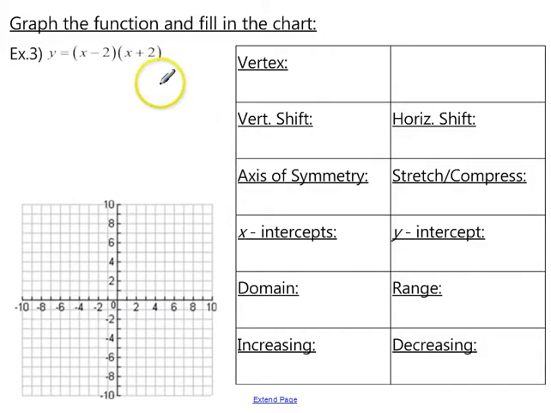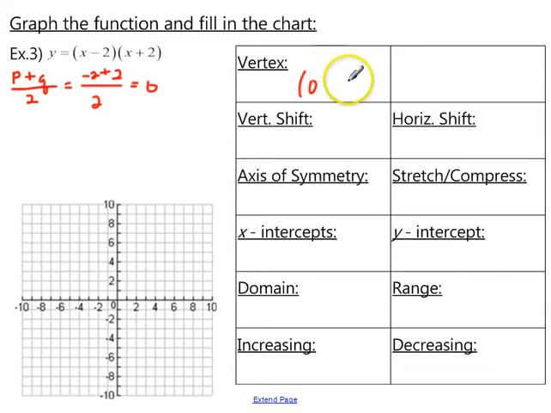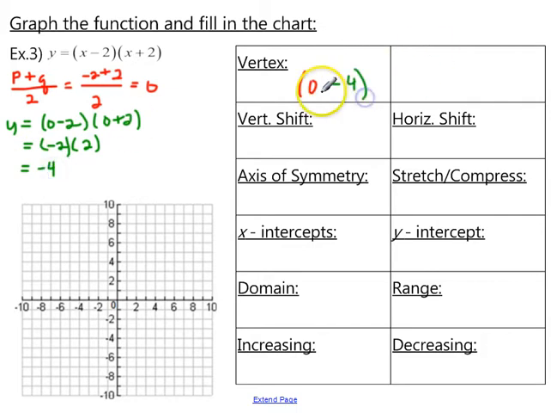So let's go ahead and work out this example. First, let's find our vertex. We're going to need to find (p+q)/2, which are our values here. So it's going to be (-2 + 2)/2. Negative 2 plus 2 is 0. 0 divided by 2, or divided by anything, is 0. So the x-coordinate of our vertex is 0. Now to find the y-coordinate, we need to plug this in for x and find the value of y. So y is equal to (0 - 2)(0 + 2). 0 minus 2 is negative 2. 0 plus 2 is 2. So negative 2 times positive 2 is negative 4. So that is the coordinate point of our vertex.